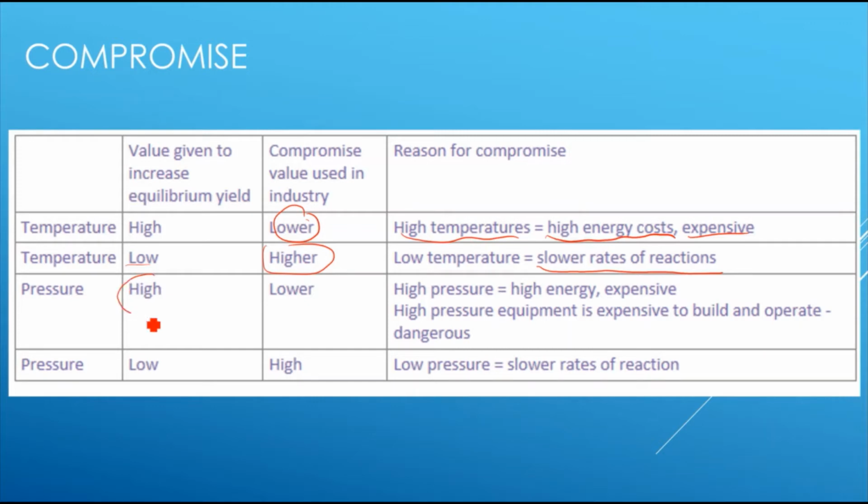So pressure, why do we lower the pressure when the highest pressure gives us the highest yield? This is because high pressure, again, costs high energy and is quite expensive, and also high pressure equipment is expensive to build and operate, and it's also very dangerous. And we use higher pressure when the lowest pressure would give us the highest yield, because lower pressure, again, means a slow rate of reaction, and in an industry we would want faster reactions and to produce the products faster so we can get money quicker.